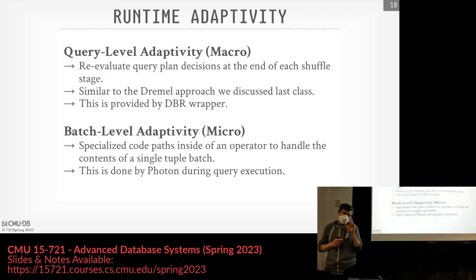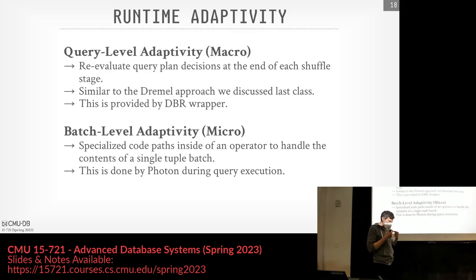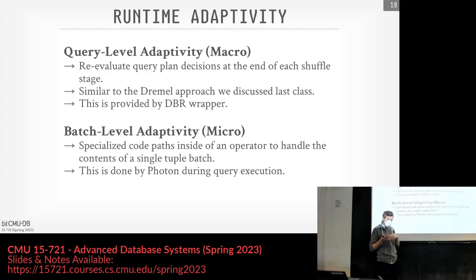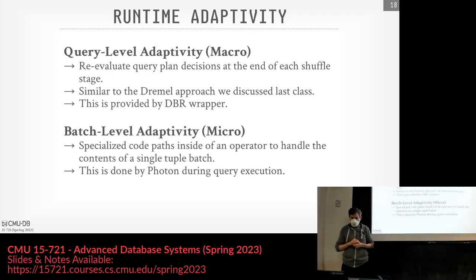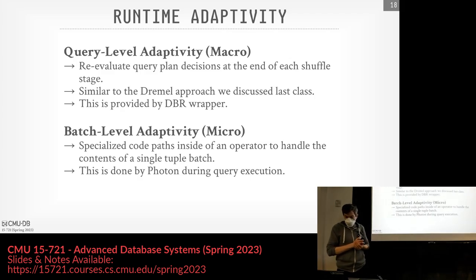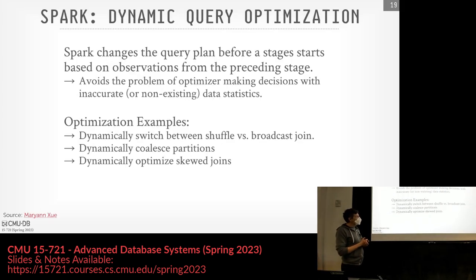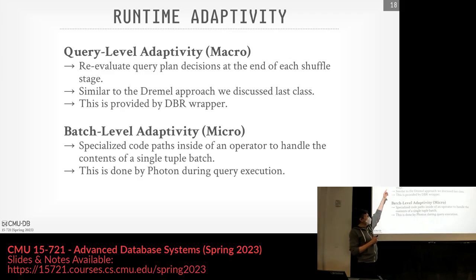The thing that is specific to Photon is what they call batch-level adaptivity, where while you're actually running the kernel loops, you recognize, okay, data looks differently than I expected, or looks a certain way, or has different properties. Then they'll choose different pre-compiled primitives to invoke for the data that they're looking at. And we'll go through examples of both of these. So I think this existed before Photon, and then this is obviously Photon specific.